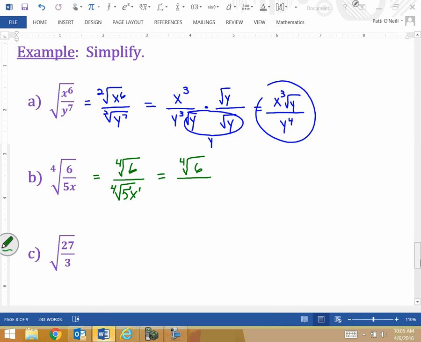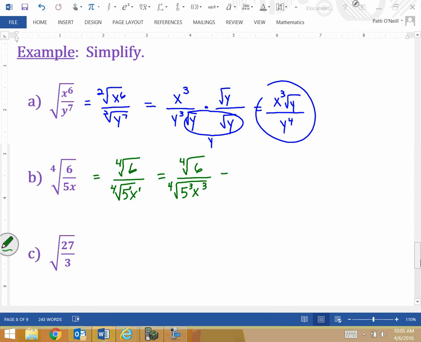I need to total the power to equal the root. So I'm going to need to multiply by the fourth root of 5 cubed. I need 3 more powers to make 5 to the fourth, and I need 3 more powers of x also to make x to the fourth.